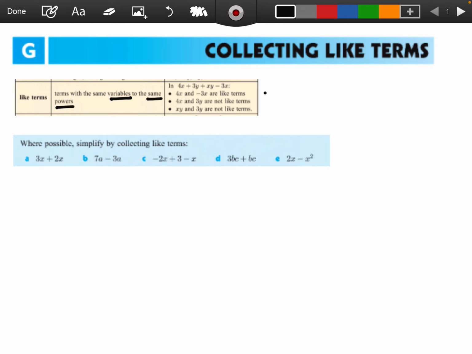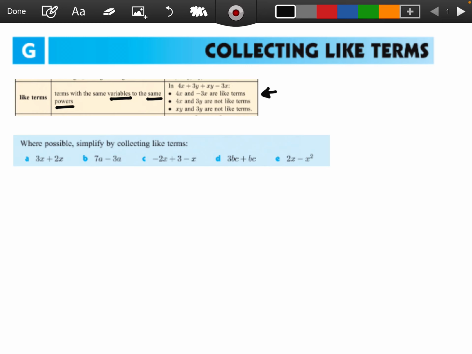In the example here in the box, that you probably would have copied down into your vocabulary list, we see that 4x and negative 3x are like terms, remembering that the symbol goes with the term, so that negative is part of the negative 3x term. Then 4x and 3y are not like terms because they don't have the same variables. And xy and 3y are also not like terms, again, because they don't have the same variable form.